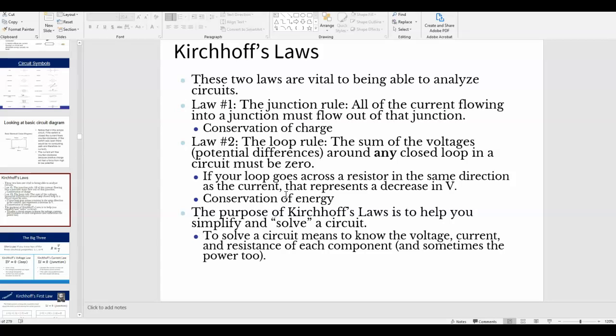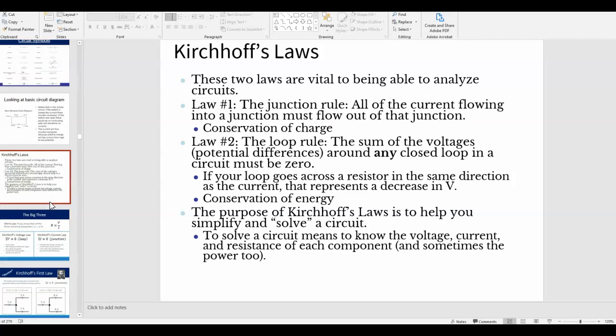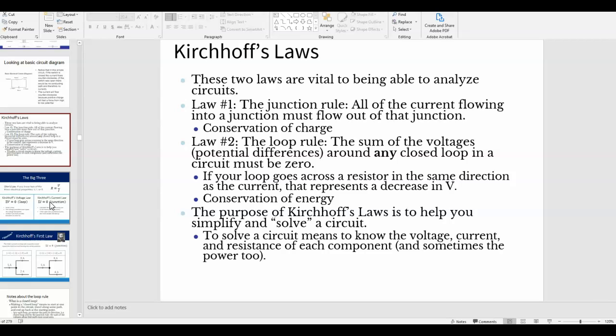By combining these two laws, Kirchhoff's two laws, we can simplify and solve a circuit. When I say solve a circuit, basically that means we know the current, the resistance, and the voltage, and sometimes the power across the entire circuit. That's what we'll see over the next few days as we look at more and more complicated circuits and how to simplify those down using Kirchhoff's laws.